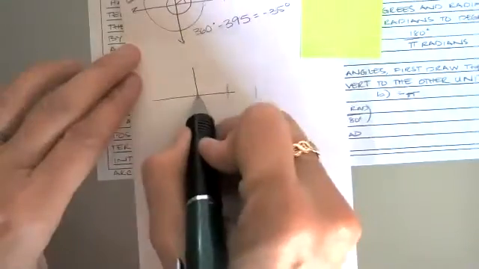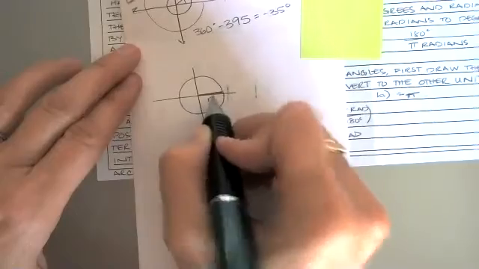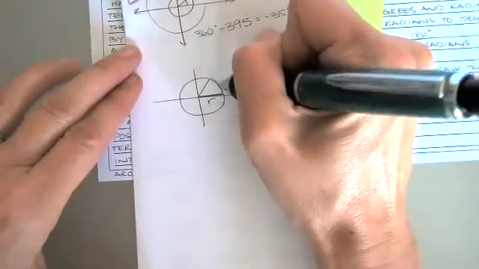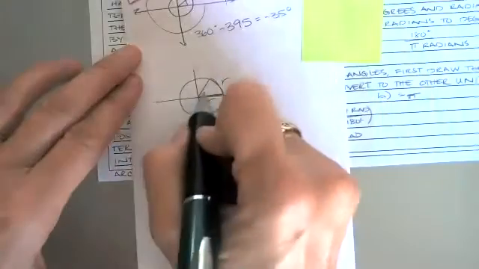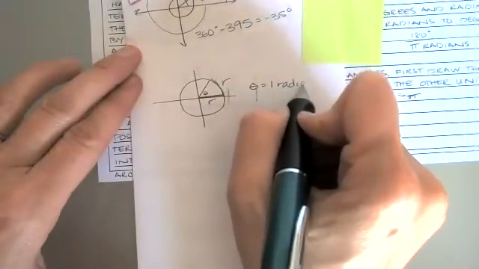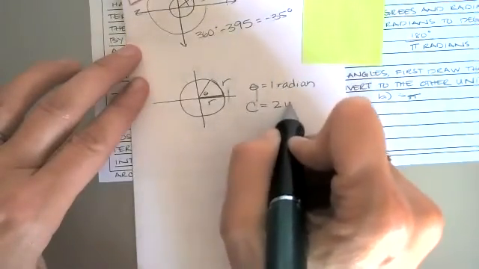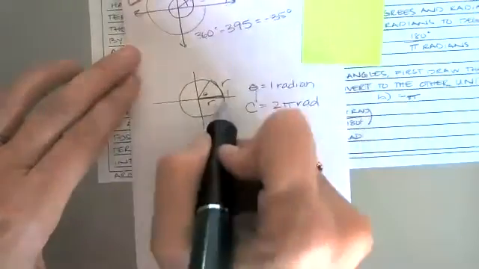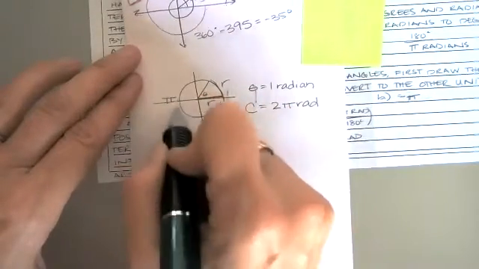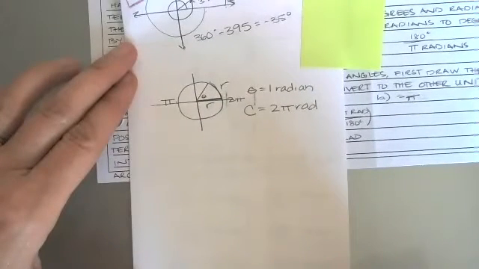So if I have this angle, like let's say I've got this circle, right? So this is the length of the radius. And so when this arc is the same length as the radius, then this angle is 1 radian. That's why in a circle, the circumference is 2 pi radians. Because in the circle, this would be 1 pi and this would be 2 pi. Does that make sense?